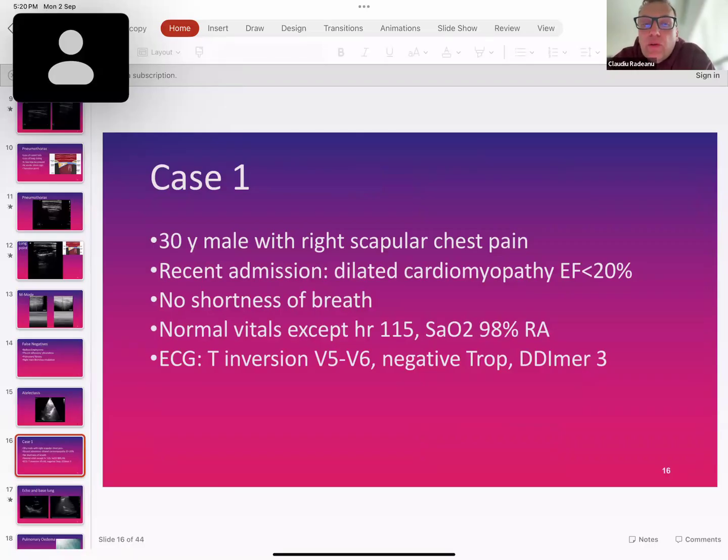All right, so let's go through case number one. You have a 30-year-old male with scapular pain, who was recently admitted to hospital with dilated cardiomyopathy. He has no shortness of breath. He had a heart rate of 115 and saturated 98%. He had an abnormal ECG, but someone did a D-dimer.